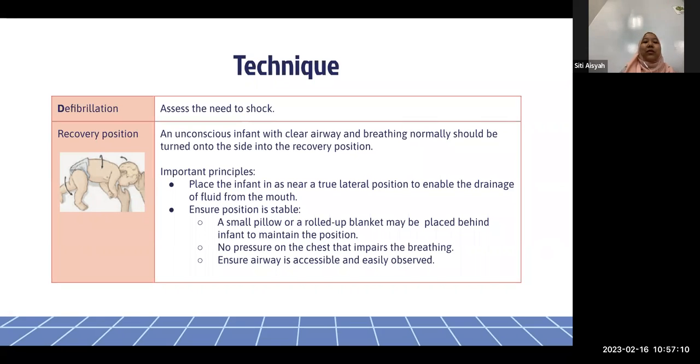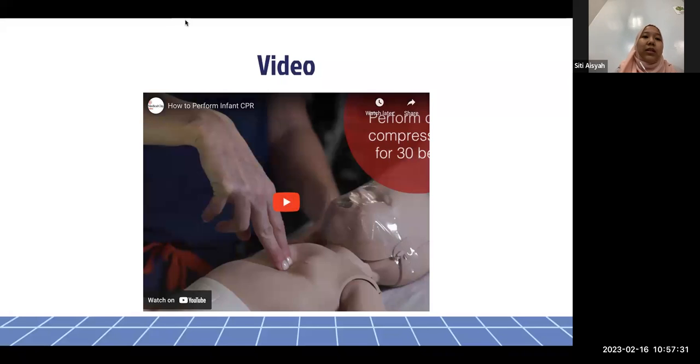And then we have to ensure the position is stable by putting a small pillow or rolled up blanket behind the infant to maintain the position, and make sure there is no pressure on the chest that can impair the breathing, as well as ensure the airway is accessible and easily observed. Okay, next. Next is the video. There might be some differences, for example.